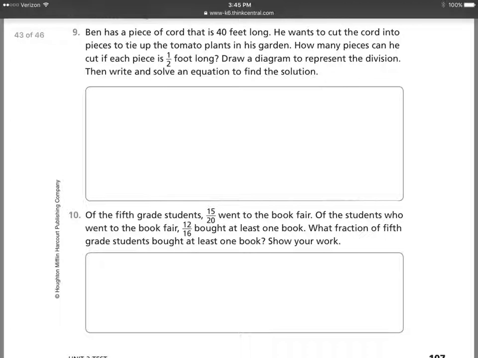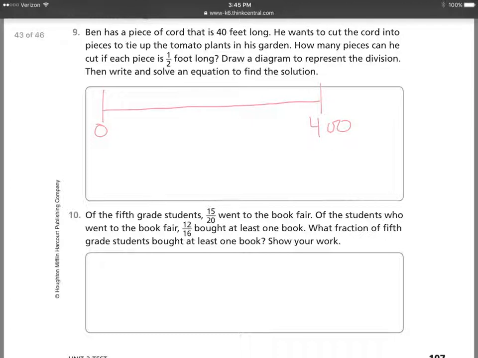Question number 9. I have a piece of cord that's 40 feet long. I love cords because I know exactly what I need to draw, a straight line. And I like straight lines because they represent number lines. So here's my cord. It's 400 feet long, so 0 would be here, 400 would be here.